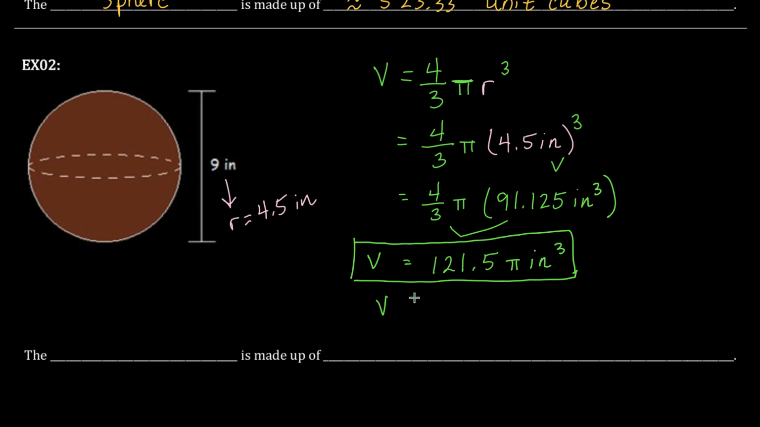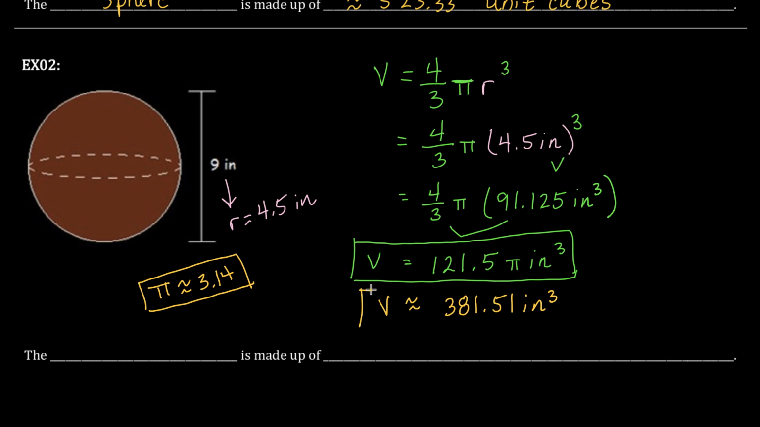And then my approximate answer. Remember that we're approximating pi to 3.14. So the volume is approximately 121.5 times 3.14 is 381.51 cubic inches.